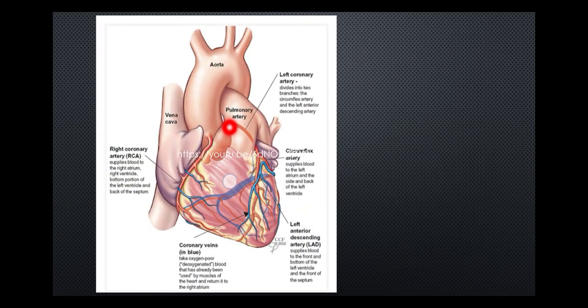Now, this is the right coronary artery. It descends between the atrium and the ventricle and then gives off, as we earlier saw, the right marginal artery. After that, it turns behind and gives off the posterior descending artery. Whereas this is the left coronary, which gives off the anterior descending and then the circumflex artery.